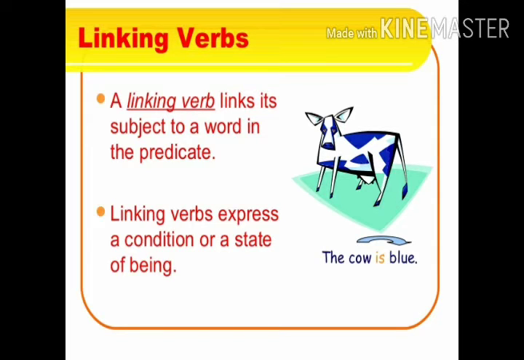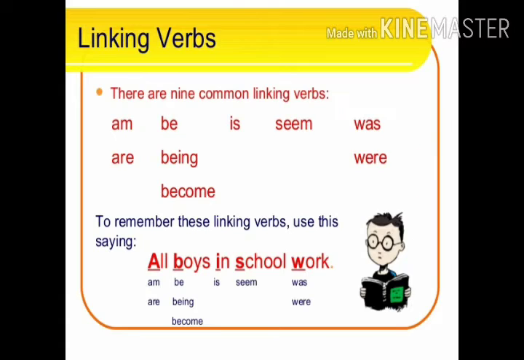So here is the verb, and it tells that the cow is of which color? It is blue. Now, there are 9 common linking verbs. Am, are, be, being, become, is, seem, was, were. So all these are linking verbs.